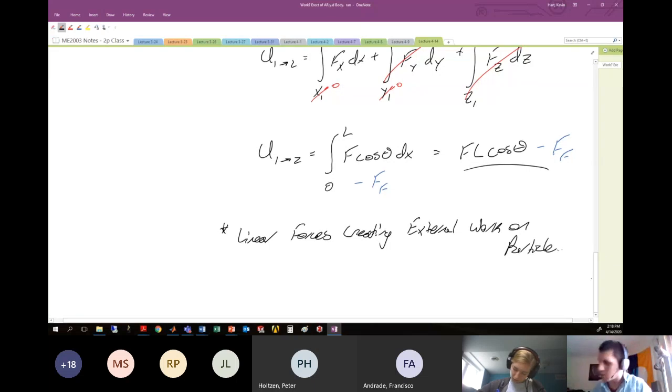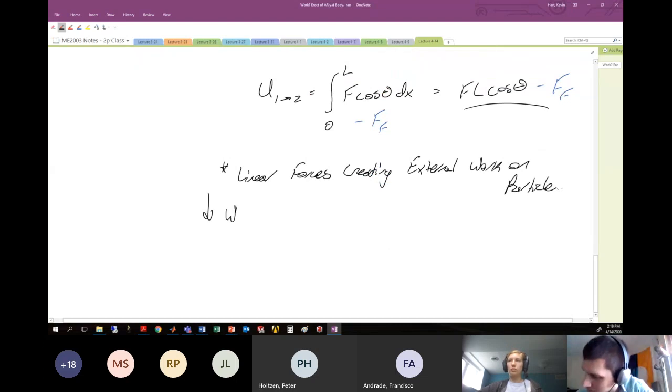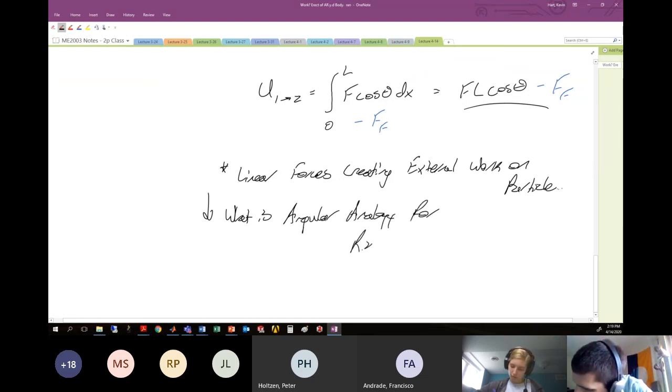All right. So we saw these linear forces creating external work on our particle. Now, we've talked a lot about the analogy between the linear quantity and the angular one. We've done it a lot in the last couple of lectures with kinetics. We talked about the sum of the forces being ma. What is the angular analogy to that? Well, that is the sum of the moments is I G alpha. Okay, so I want to motivate next what the angular analogy is for rigid bodies.